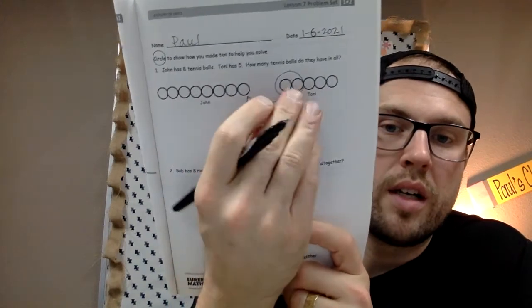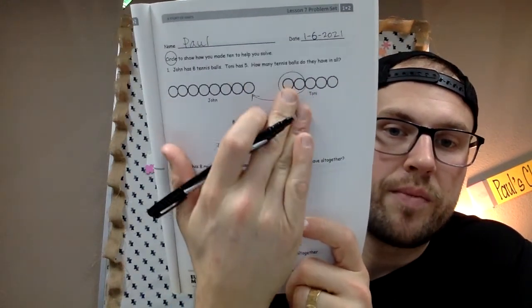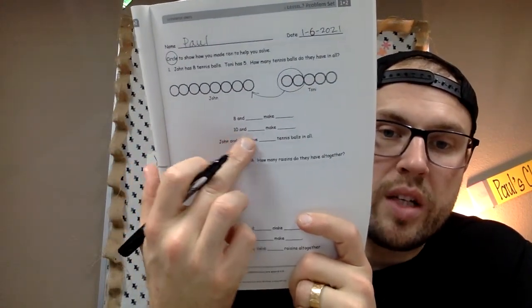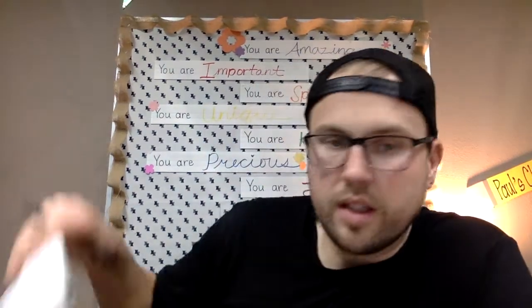Okay, so take 2, move them over. See, I circled 2, move them over. Cover those up. How many do you have left? 3. So this becomes 10 plus 3, which 10 plus 3 is 13. So 8 plus 5 makes 13. 10 plus 3 makes 13. John and Tony have 13 tennis balls in all.